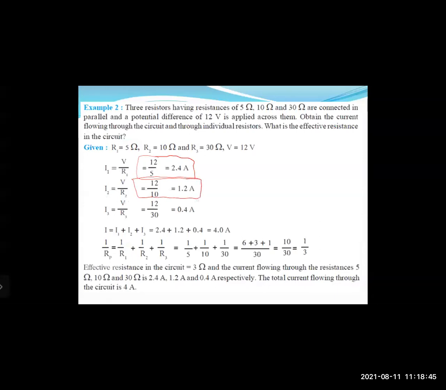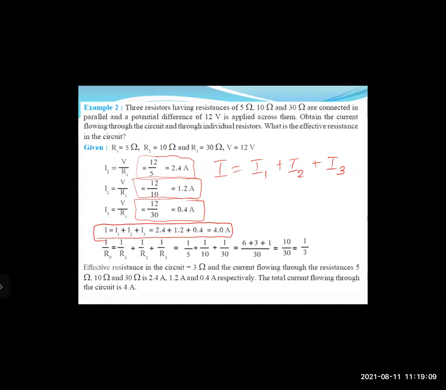I3 equal to V by R3, that will be 0.4 amperes, right? Now the total current I will be equal to I1 plus I2 plus I3 for a parallel combination. So if you apply that here, you will get the total current flowing. I will be equal to 4 amperes, right?